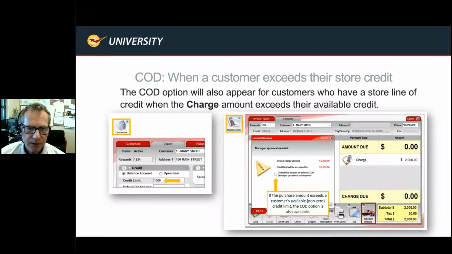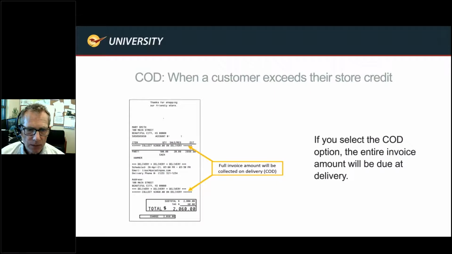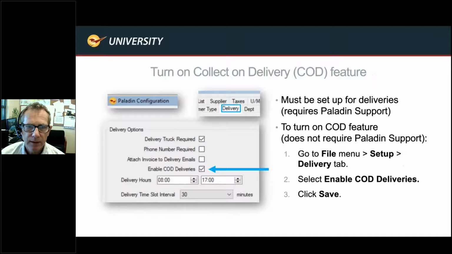A little different scenario, when a customer has store credit but they exceed their credit limit, it will come up with a box that says either approve this credit limit or set it up for collect this amount on delivery. A manager password is required if you're exceeding the credit limit, but is not required if you're setting it up as a COD. On the receipt, you'll still have the information there at the top, what to collect, and at the bottom, what to collect. To turn this on, you go into File Setup, Delivery tab and enable COD deliveries. There's a little checkbox there.